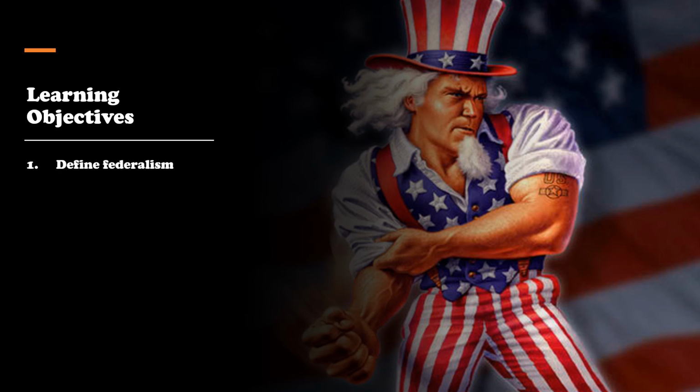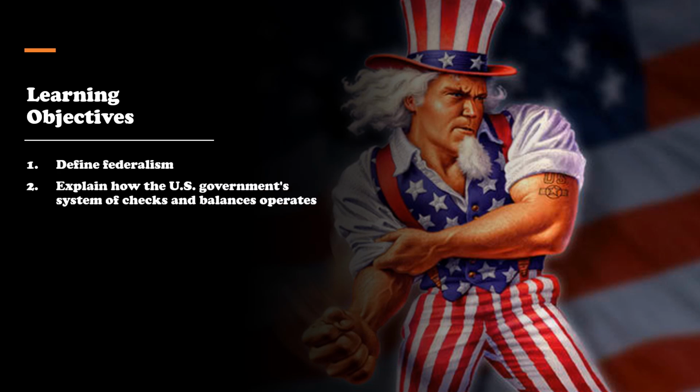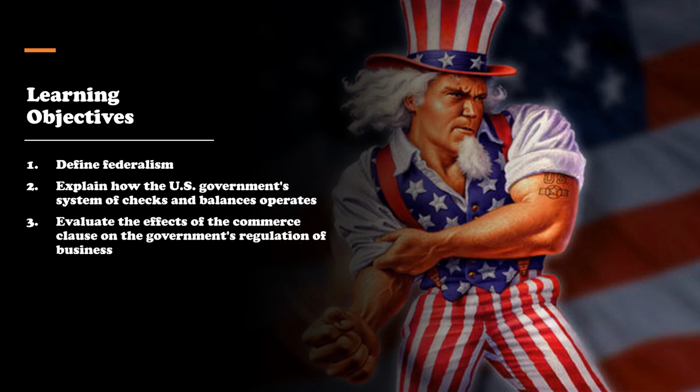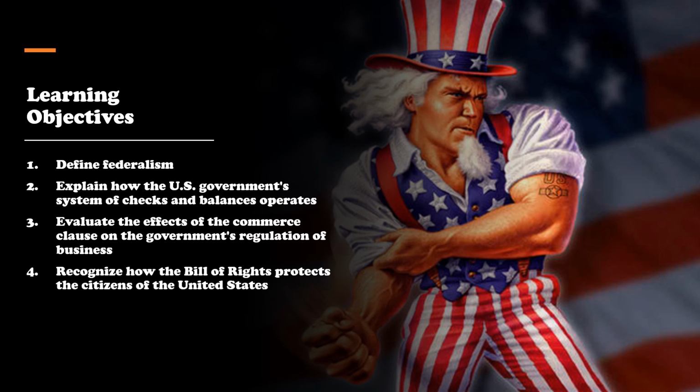First, we will define federalism. Next, we will explain how the U.S. government system of balance and checks operates. Third, we'll evaluate the effects of the Commerce Clause on the government's regulation of business. And finally, we'll recognize how the Bill of Rights protects the citizens of the United States.